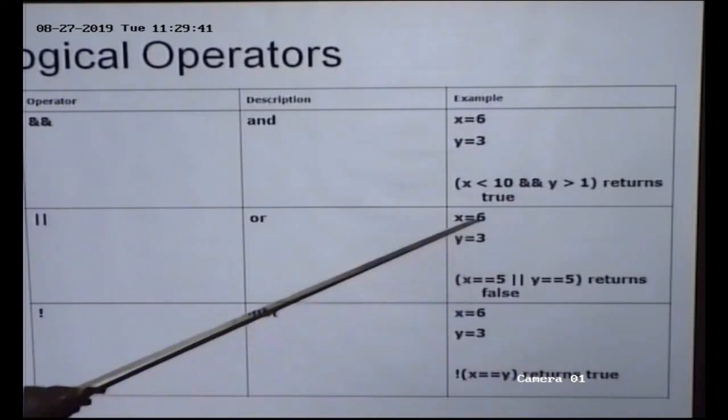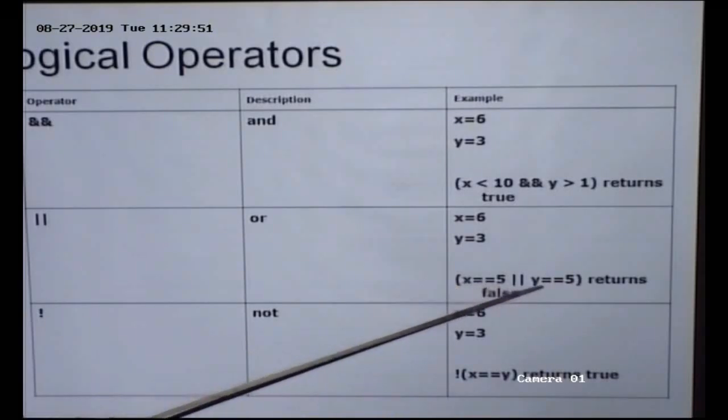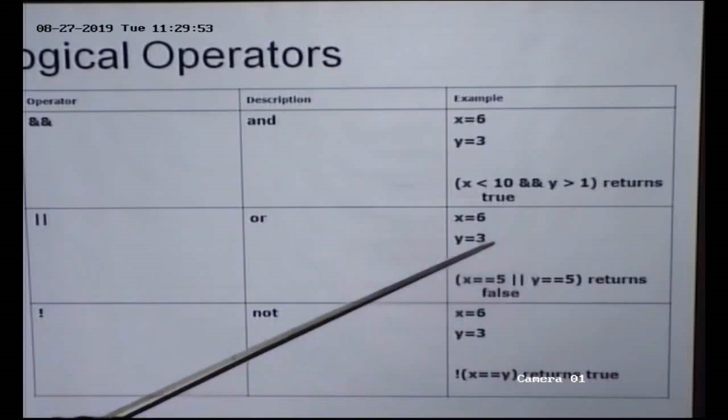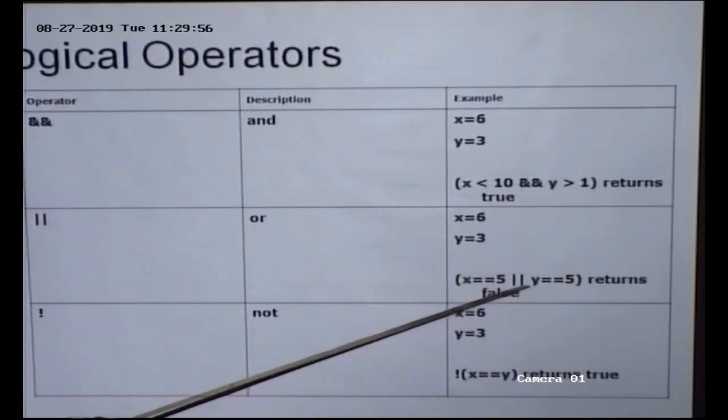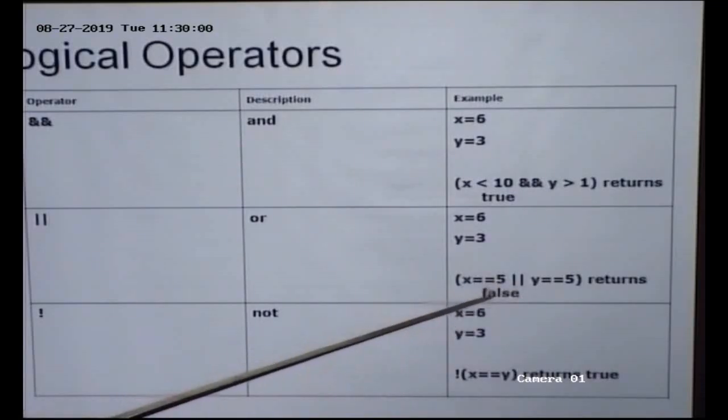See here, x equal to 6, y is equal to 3. Using the equal to operator, you are going to check the left side as well as the right side. See here, 6 is equal to 5, condition false. Next, y is equal to 5, 3 is not equal to 5, condition false. So both cases are false, automatically the return will be false.